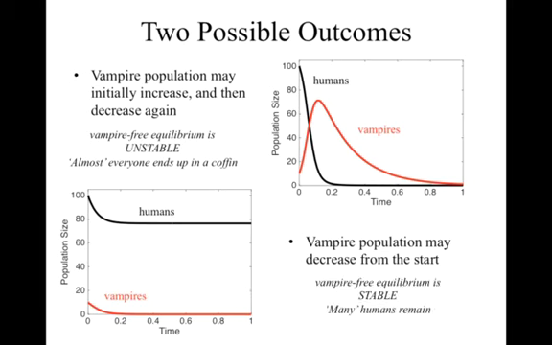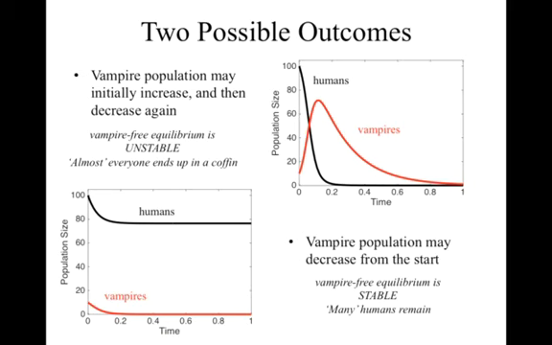In the other case, where the vampire population just can't take off, it never gets going enough to take off, we say that the vampire-free equilibrium is stable. So it's stable to have no vampires in that system. Even if you add a few vampires into the system, they don't take off, you just return back to the vampire-free state. And so in that second case, many humans remain.